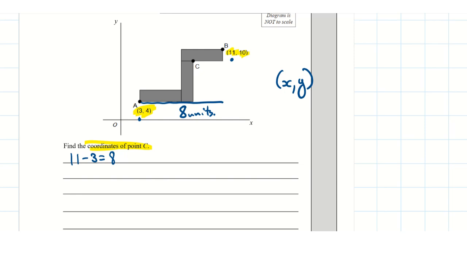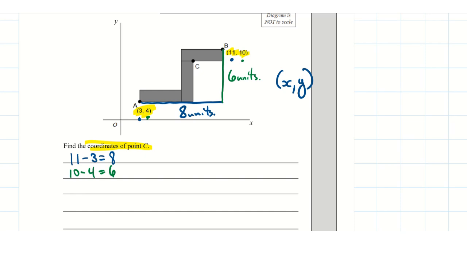We also want to find the distance from here up. How far up are we going? We're starting at 4 and we're going to 10, so this is 6 units. 10 minus 4 is 6. Okay, so now we know how much distance we've traveled.